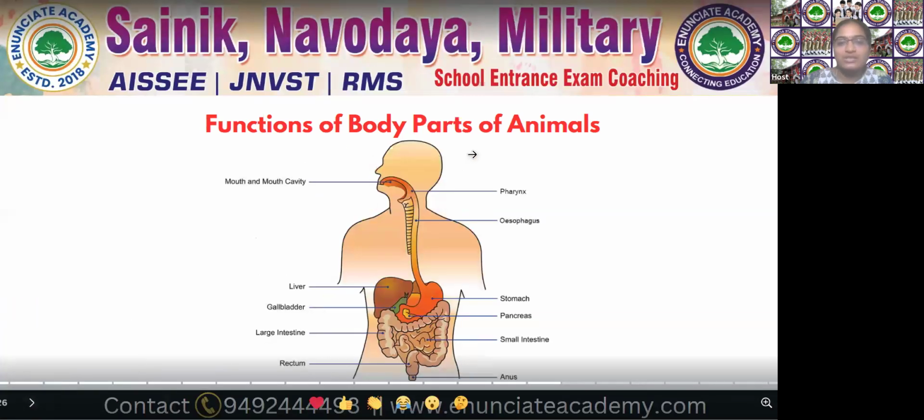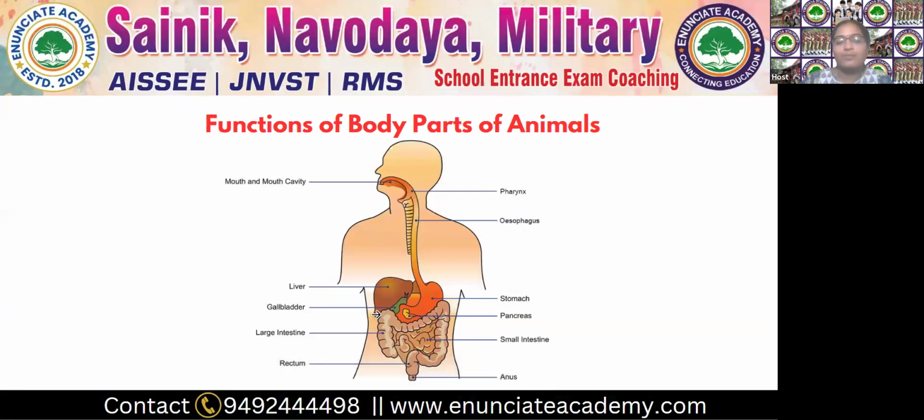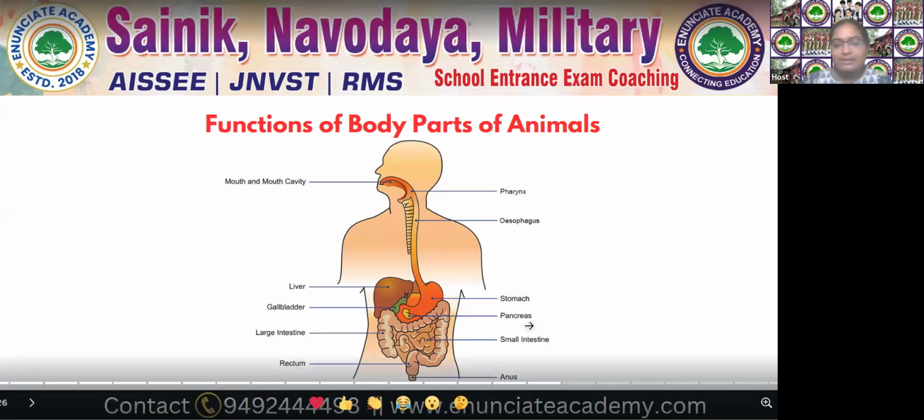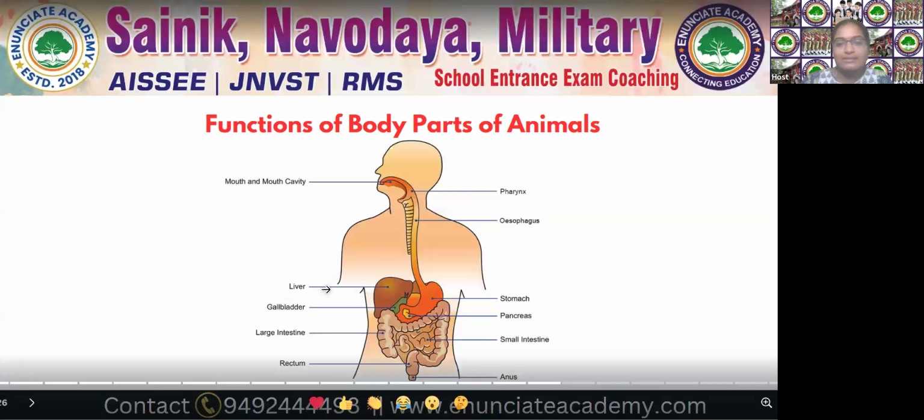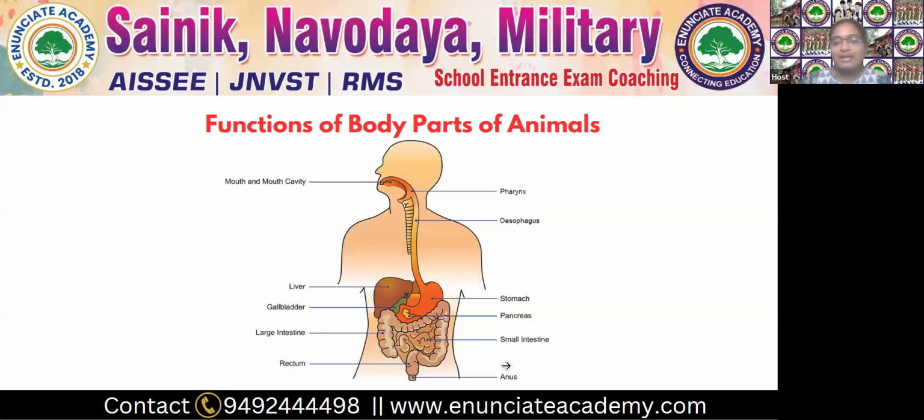And this is the digestive system. Which are the body parts in the digestive system? The mouth and mouth cavity. This is the mouth. And pharynx. This is pharynx. And esophagus. This is esophagus. And this one is stomach. This one is the pancreatic gland. And these are the small intestine. These are the large intestines. And this is the gallbladder. And this one is the liver. And anus. These are the body parts of human beings for the digestive system.